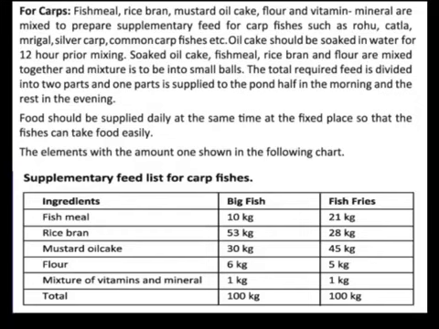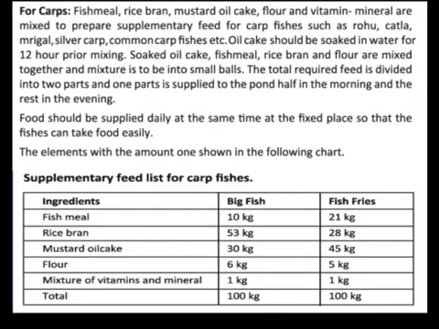Oil cake should be soaked in water for 12 hours prior to mixing. Soak means drench with water. Before the 12 hours, we will have to drench the oil cake with water. The soaked oil cake, fish meal, rice bran and flour are mixed together and made into small balls. We'll have to mix all the ingredients and make them look like small balls.